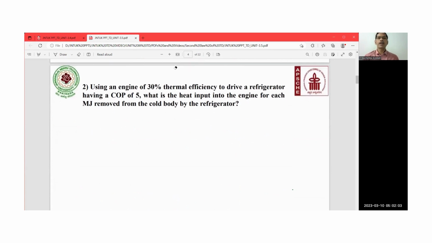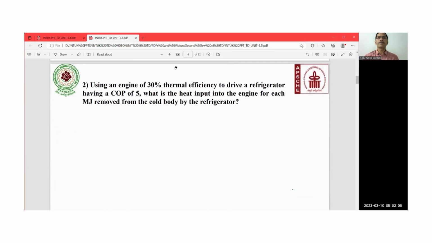So here the second one: using an engine of 30% thermal efficiency to drive a refrigerator having a COP of 5, what is the heat input to the engine for each megajoule removed from the cold body by the refrigerator?